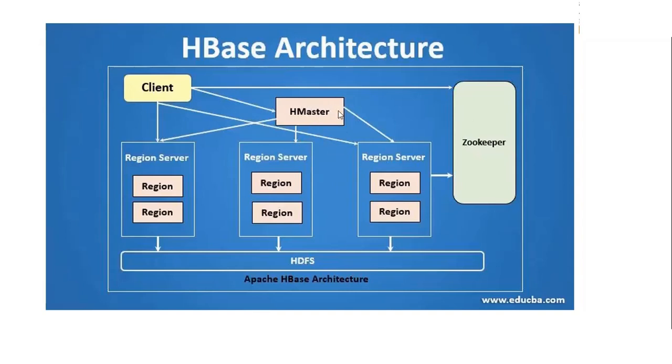HMaster is the master server. This master server will interact with the region servers. It is responsible for allocating regions to the region servers. The region servers will take care of the regions, but these regions are allocated by the master server. The underlying thing is the Hadoop Distributed File System, and ZooKeeper is a project. We'll see about this in the forthcoming slide.